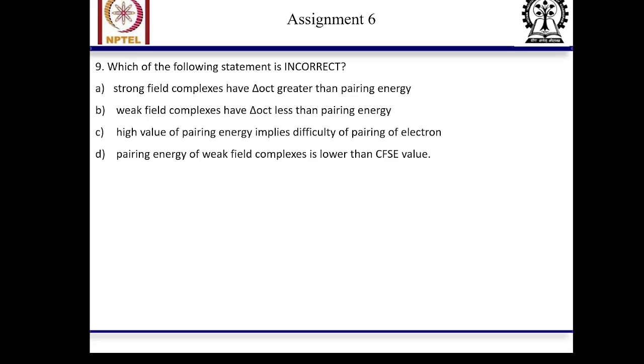Question number 9. Which of the following statements is incorrect? Strong field ligands have delta octahedral greater than the pairing energy. Weak field complexes have delta octahedral less than the pairing energy. High value of pairing energy implies the difficulty of pairing of the electrons. Pairing energy of weak field complexes is lower than the CFSE value. What is the answer for question number 9?